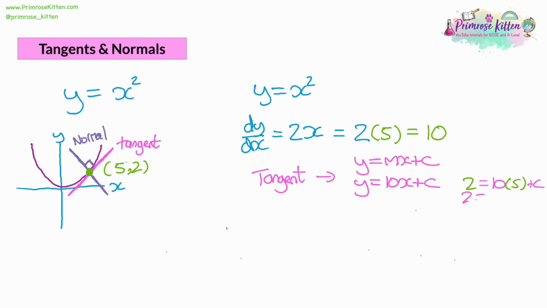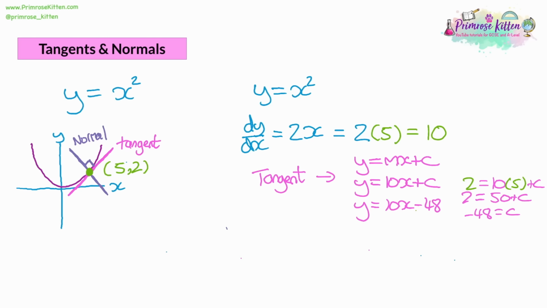This means that 2 is equal to 50 plus c. So we take 50 away from both sides. That means that negative 48 is equal to c. So we can see the tangent is y equals 10x minus 48.